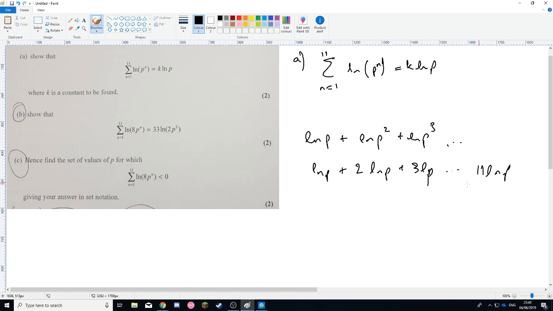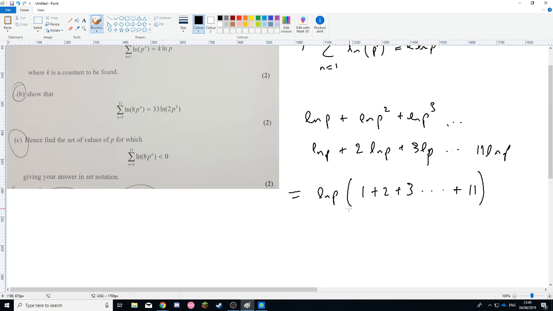ln p. So now you can say all these ln p's are a common factor. So ln p times (1 plus 2 plus 3...). Aha! This is what we want. It's lovely. It's the sum of the natural numbers from 1 to 11. And the formula for that is, well, there's two. It's the first term plus the last term divided by the number of terms.